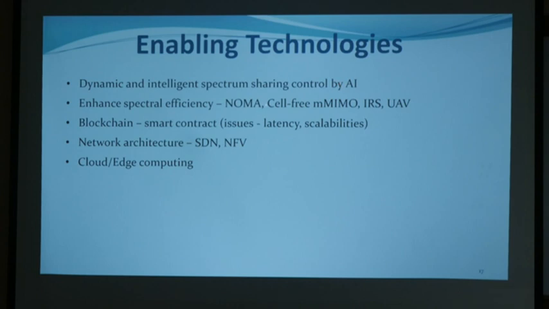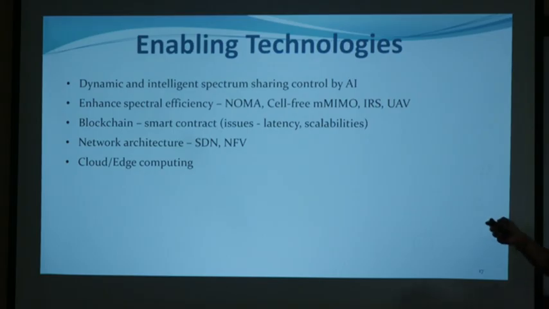And enhanced spectral efficiency, like cell-free massive MIMO. So the user will not be served by only one base station; many access points will be serving one user, and the cell boundaries are eliminated. This is called cell-free massive MIMO. And IRS, intelligent reflecting surface, is also another hot research area nowadays.